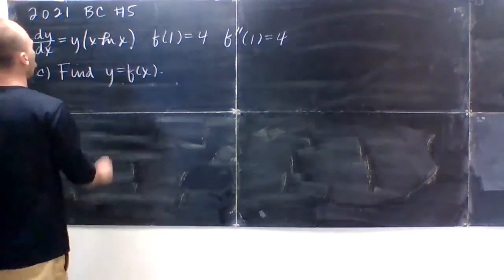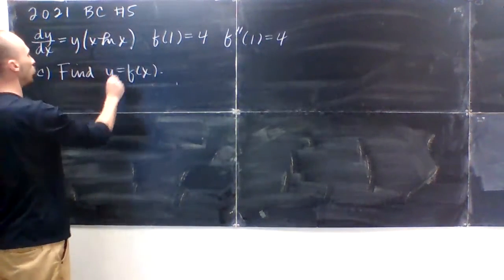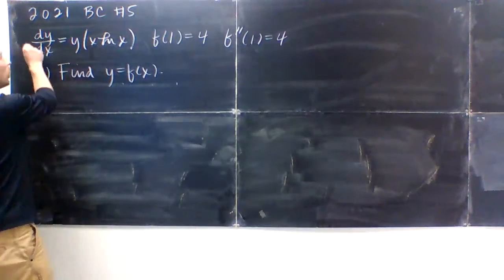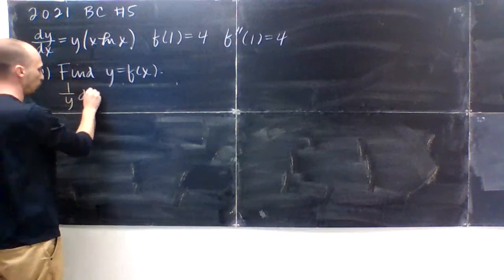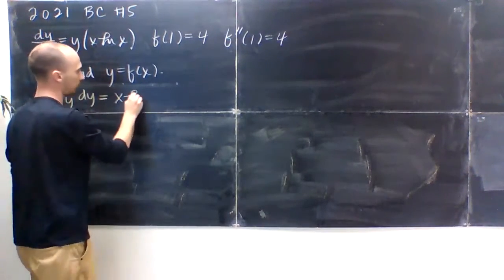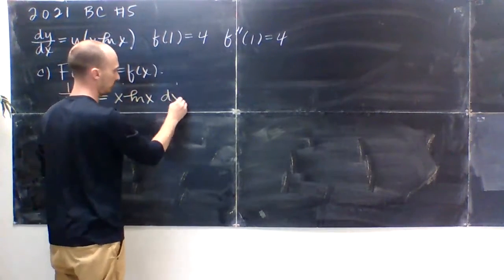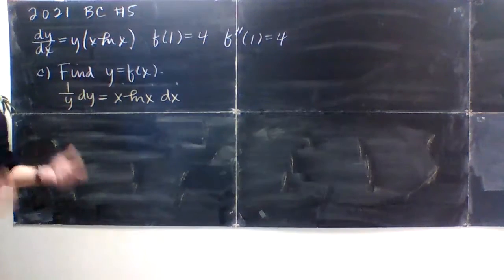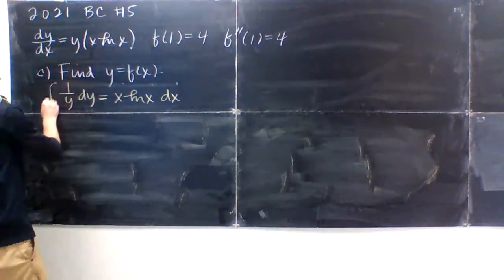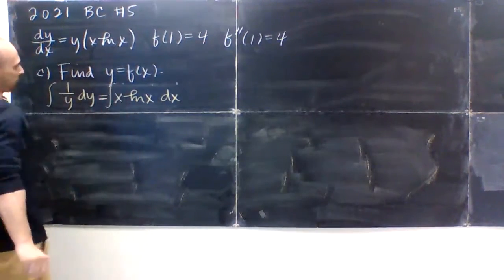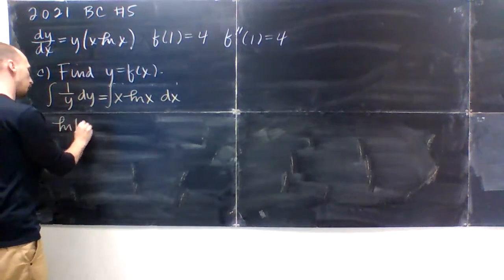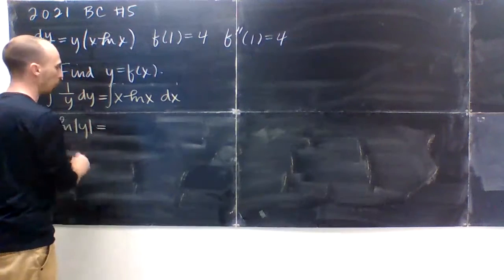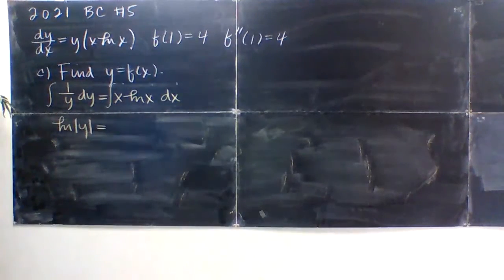We can do this. All right, so I'm going to separate my variables. I'm going to divide by y and multiply both sides by dx. So I'll have 1 over y dy equals x times the natural log of x dx. And then I'm going to anti-differentiate both sides. And this one will be kind of easy enough. Log absolute value of y. We've done these before. This is not going to be so easy.